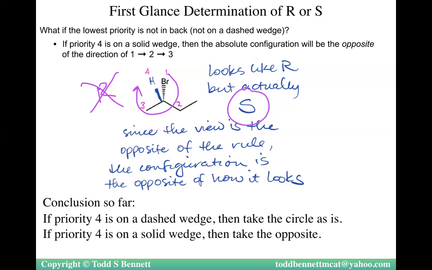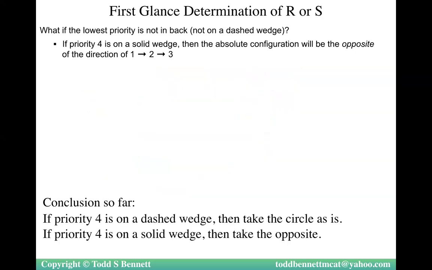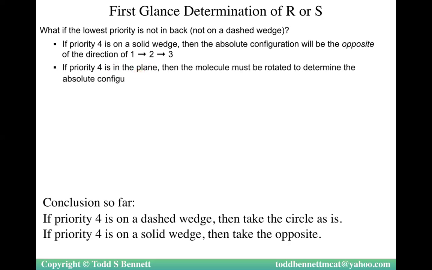I like it. But then we get to the hardest one of all. If priority 4 is in the plane, then you have to do some work. And so I'm going to show you the traditional one, the one that 99.999% of all OCHEMs will teach you. And then I'm going to tell you I'm actually in the 0.001. There's a much easier way to do this.